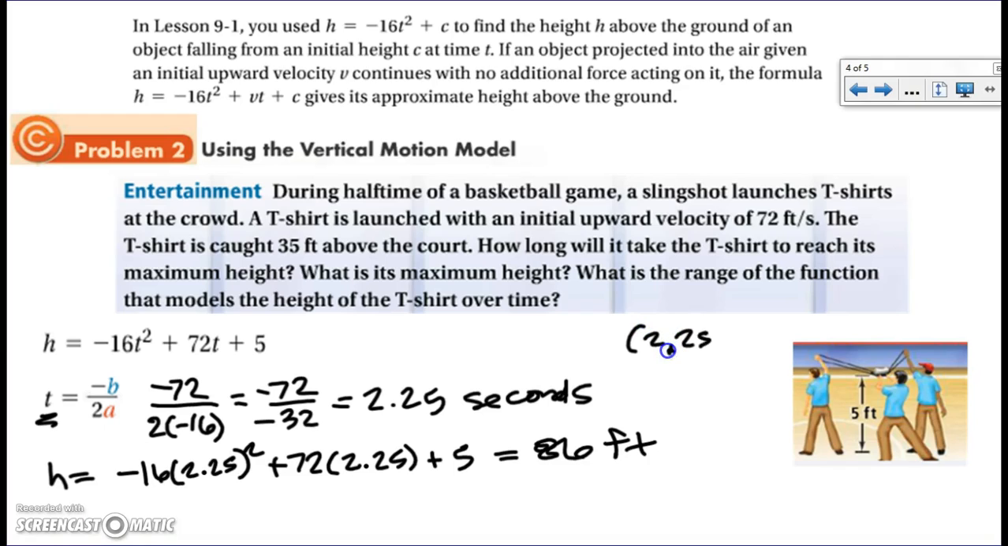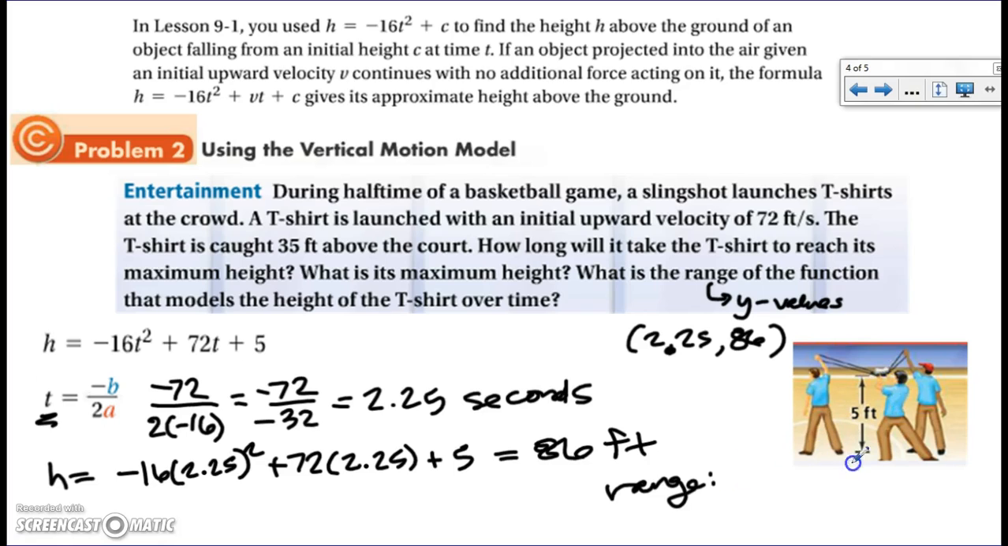Okay. Then the next thing that we want to know, again, that answers our maximum height. The next thing we want to know, what is the range of the function? And notice, remember, our range was our y values before. And before, we'd always say if it was a maximum, we would say y is less than or equal to whatever our value. Well, this one's going to be a little bit different because, as you notice, we're shooting the t-shirt 5 feet off the ground.